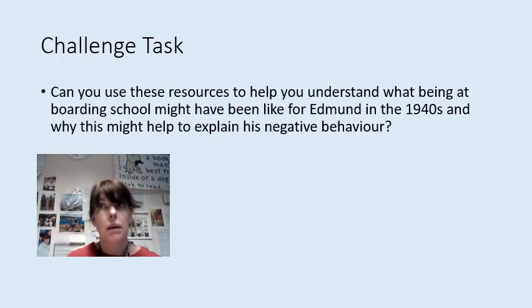If we can possibly build an argument to say, well, this is what boarding schools were like. These are some of the things that Edmund might have experienced. Even his sister says he was very different when he came back after the first term. We might be able to begin to frame an argument and explain why Edmund is horrible to his sisters and does the things he does. So enjoy the challenge task if you're up for it, and you can jot your ideas down, write your ideas up in that final box on your worksheet then.